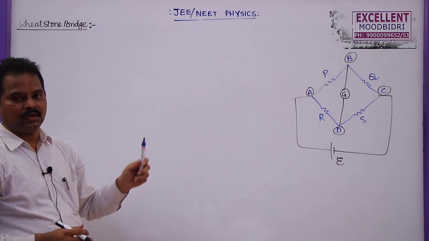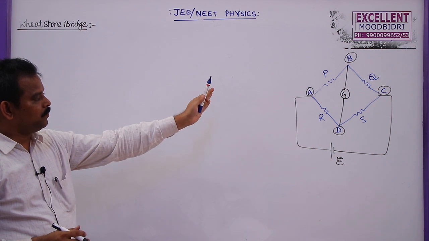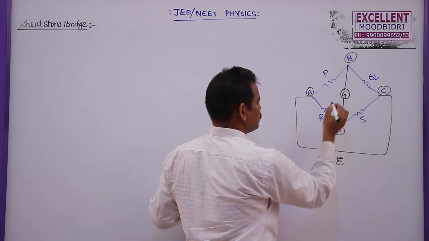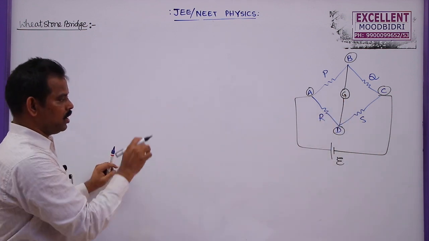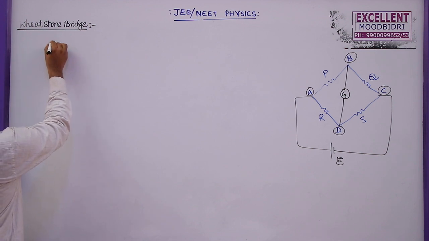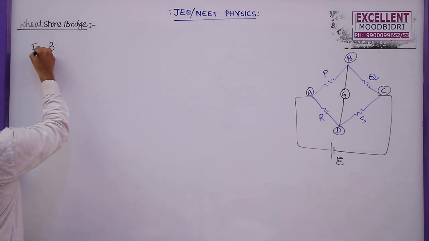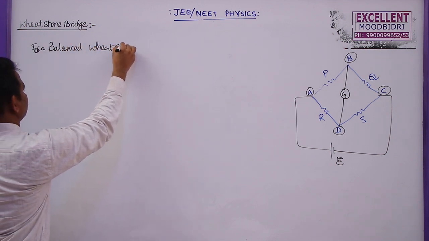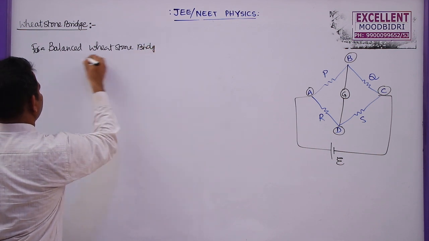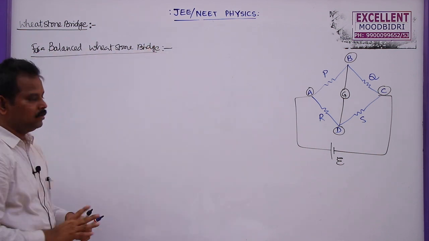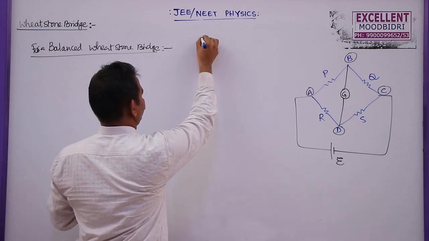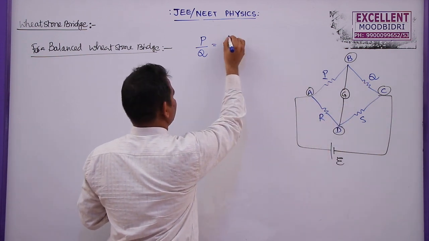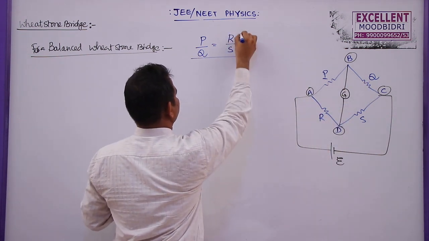If 4 resistors are connected such that the ratio of the resistors in the upper branch is equal to the ratio of resistors in the lower branch, even though the galvanometer has some resistance, no current will flow through the galvanometer. So that is called a balanced Wheatstone bridge. For a balanced Wheatstone's bridge, the first condition is the ratio of resistors in the upper branch, P by Q, this resistance by this resistance, must be equal to R by S.